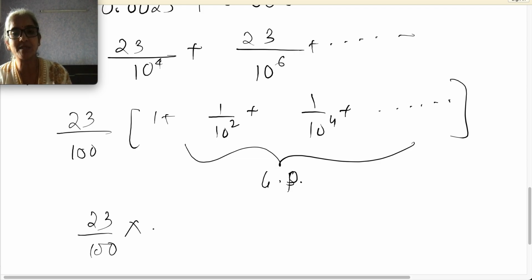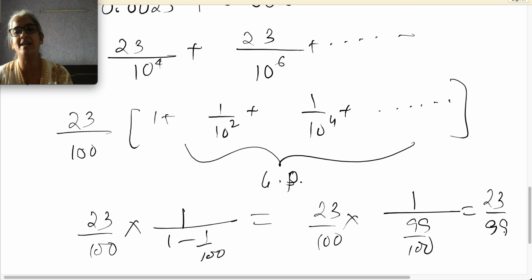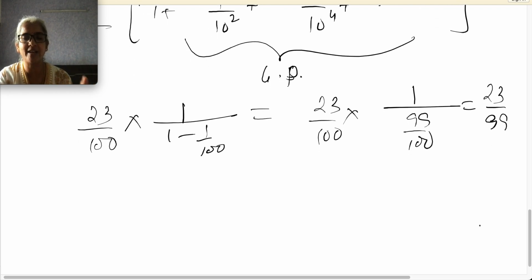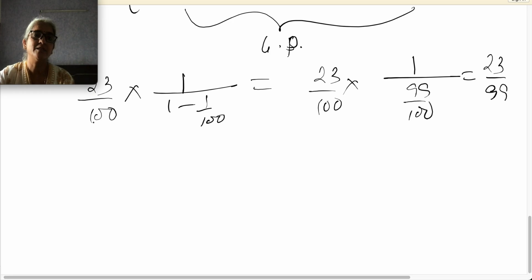So it must converge to u1 upon 1 minus r, which means first term upon 1 minus the common ratio, which is 23 by 100 into 1 upon 99 by 100, which means 23 by 99 is the number that I can write it as. So the recurring number got written as 23 by 99, and again the concept here I used is an infinite geometric sequence, right?